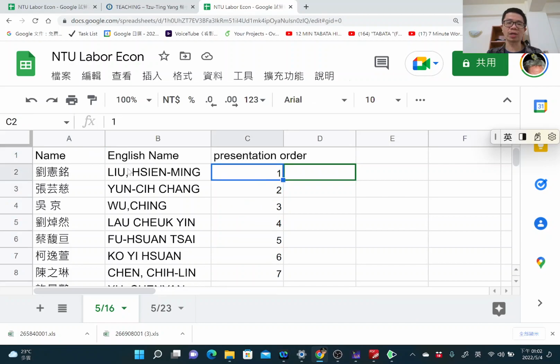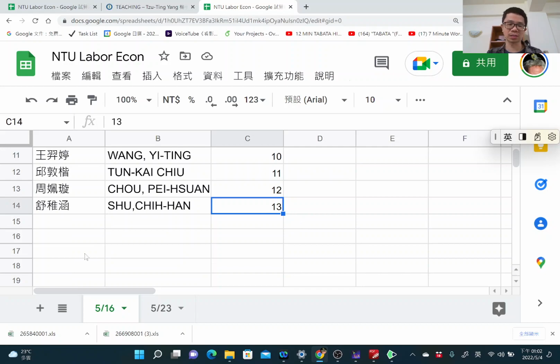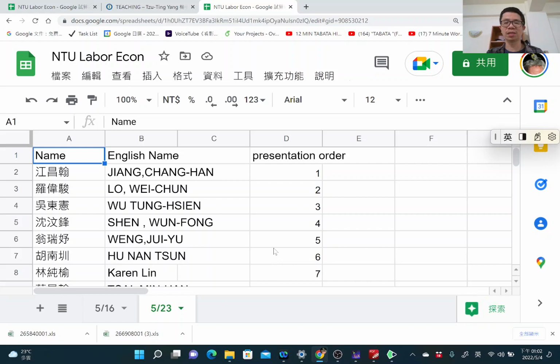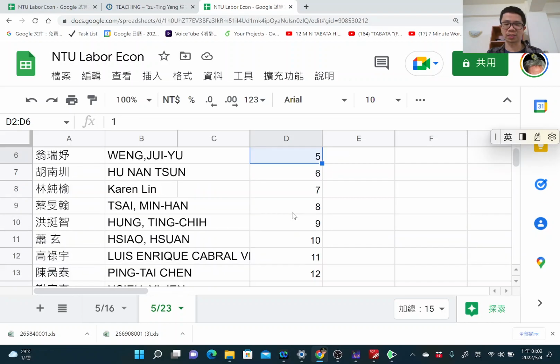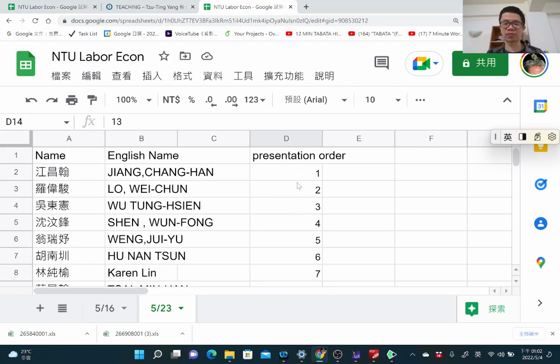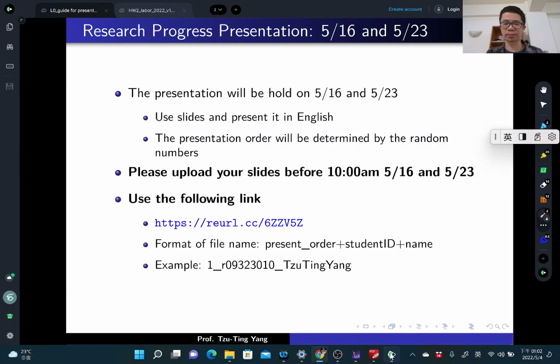So the presentation order is here. If you are 1, you are the first presenter, if you are 2, you are the second presenter, until 13. That's for May 16. And for May 23rd, the presentation order is this, and we also have 13 presenters. Please check this to know your presentation order. The presentation orders here are for each date.